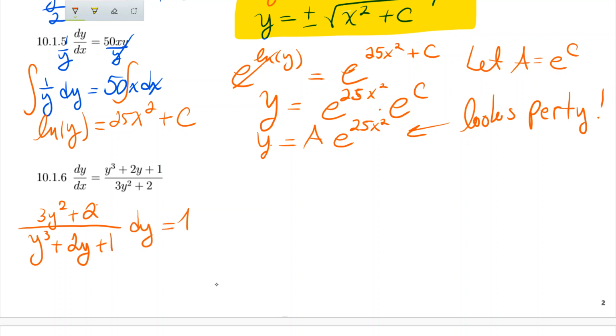Well, I divided this by itself. When you divide something by itself, you get 1. And then let's go ahead and integrate. Alright, so the left-hand side is going to be fun. You guys do the right-hand side.